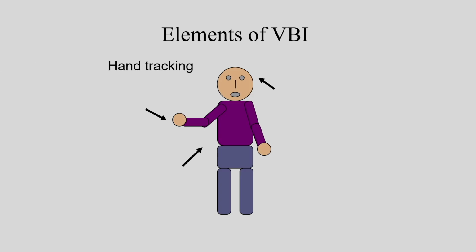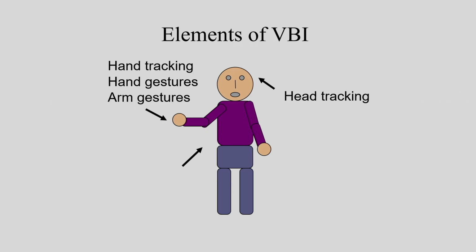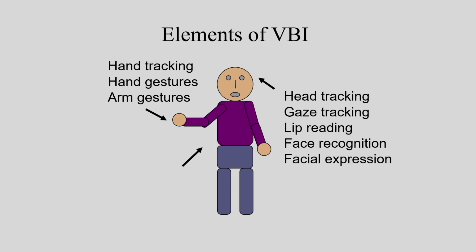So these are the research areas in which you can do research in computer vision. Like hand tracking, hand gestures, arm gestures, head tracking, gaze tracking, lip reading, face recognition, facial expression recognition, body tracking, activity analysis. So these are the elements of vision based interface. So any one of these topics you can do research in computer vision or maybe in machine learning.